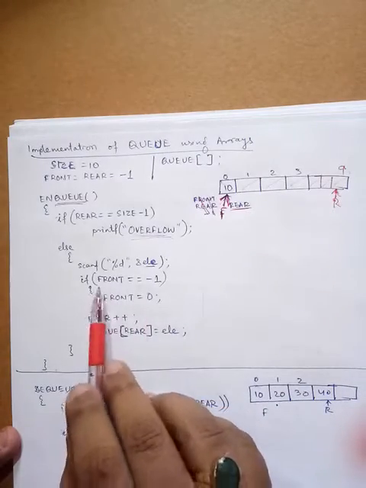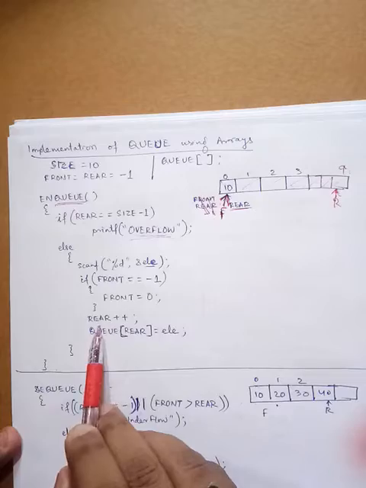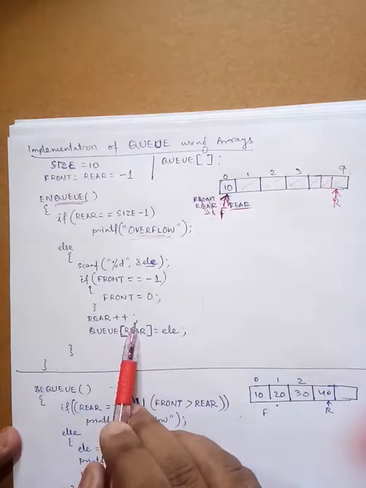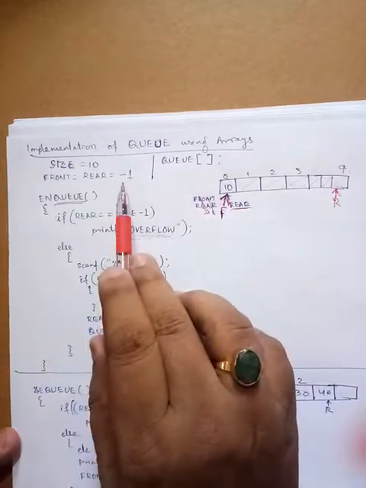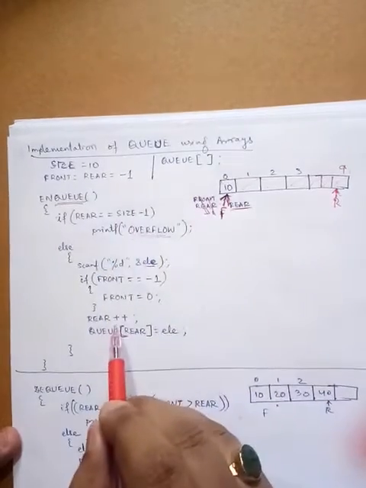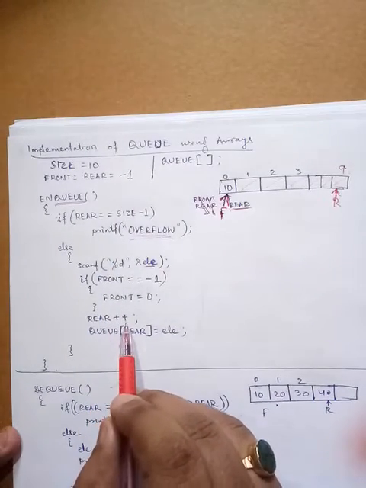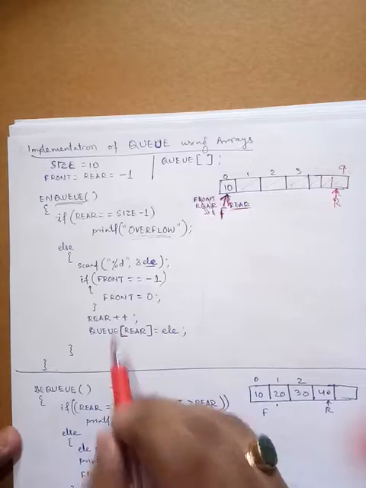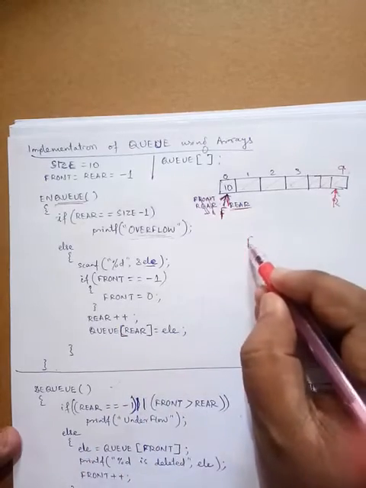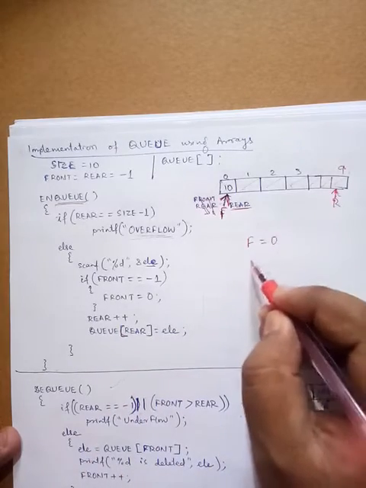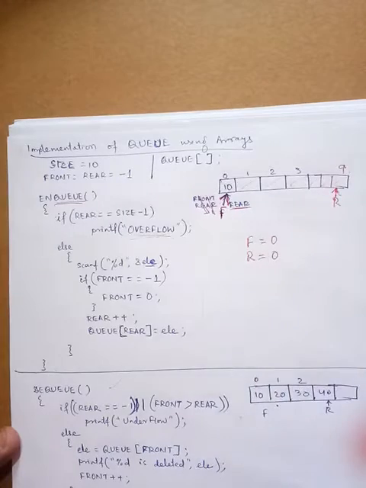Okay. After doing this, rear will be incremented by 1. Rear is how much? Rear is also -1 at first. So rear will be incremented by 1. That will be how much? Again that will be 0. So front is equal to 0. Rear is also equal to 0.